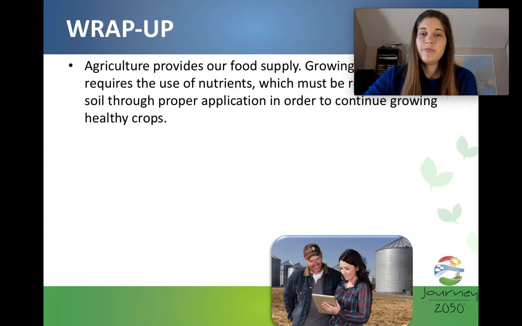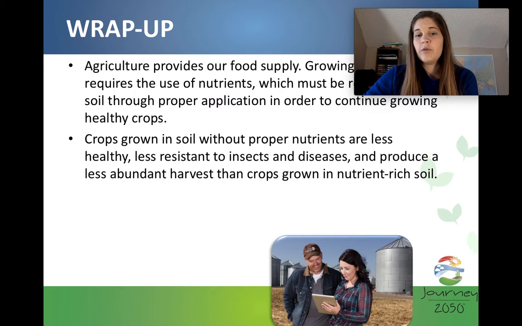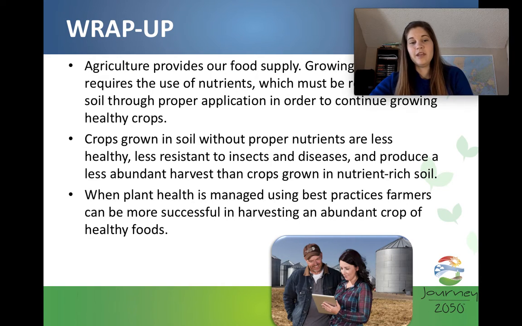So that's our wrap up for the end of this lesson. We know that agriculturalists provide our food supply and that they really need nutrients to replenish the soil to keep growing food for us. Crops grown in soil without proper nutrients also affects the nutrients of whatever that produce is. So it makes it less healthy, less resistant to insects and diseases, and a less abundant harvest. So those are some things we need to keep in mind. That's why nutrients are so important, and we manage our plant health using best practices.